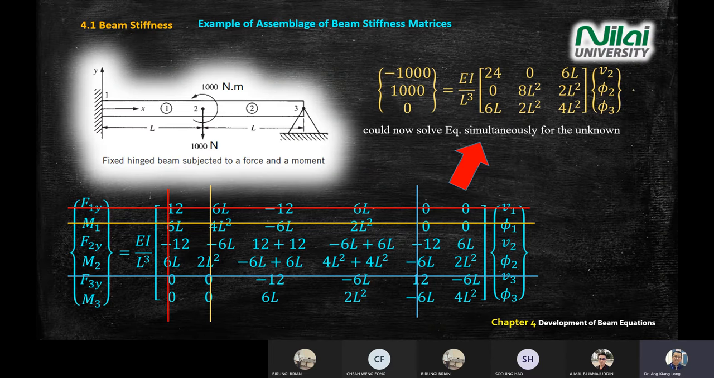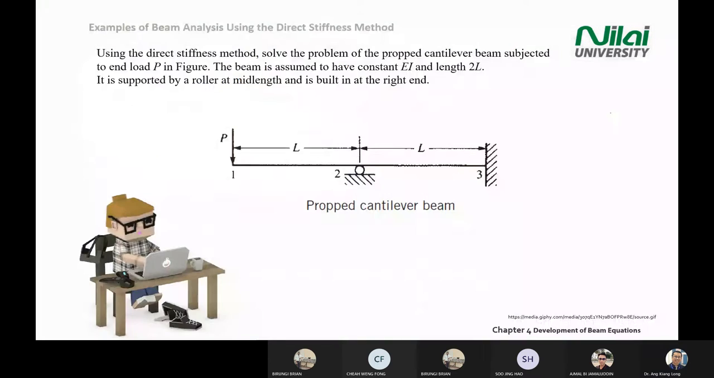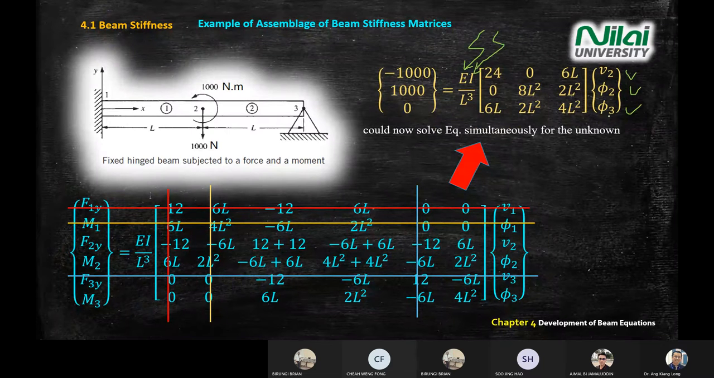Solve the simultaneous equations, you're going to get these three. There are three equations here. In this case, the value of EI is not given, but normally they are constant values. So E will be given, I will be given, so you just substitute. L in the question will be given, so you just substitute a number for L there. Then you solve for the remaining unknowns. Any questions so far for this question? Then you get your V2, Pi2, and Pi3, or rotation angle 2 and 3.